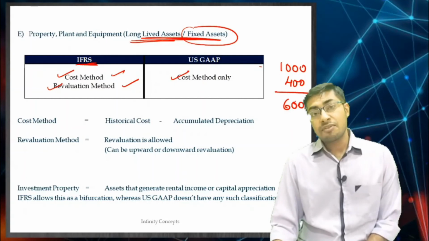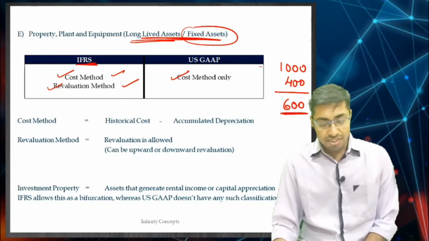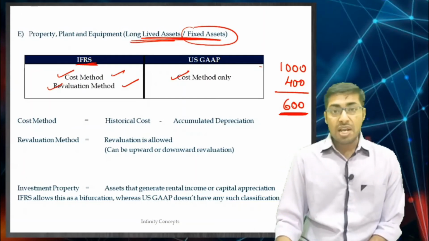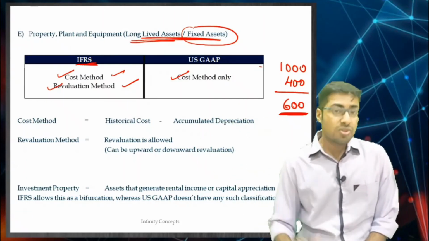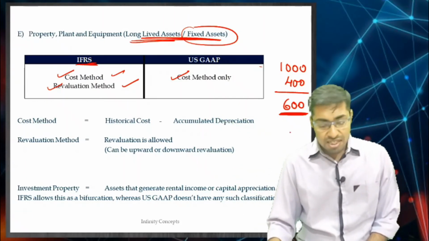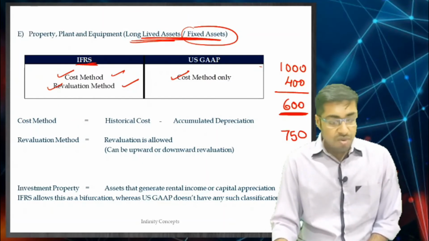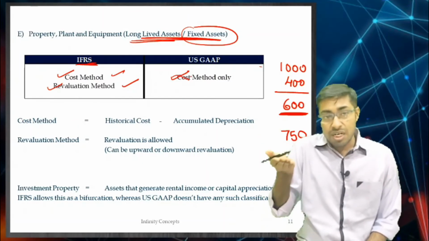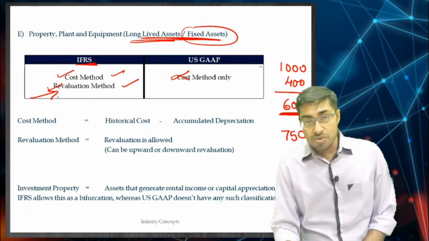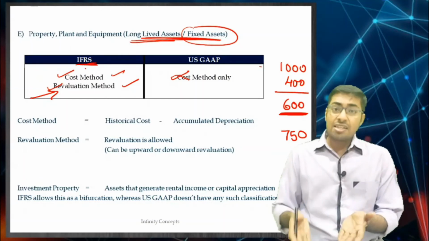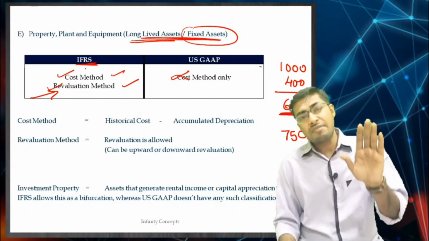Now say for example the value of this 600, which is your net assets, if the asset value has actually increased, okay, there is more demand for that, and maybe even though you have used this product, the value of this asset is say 750, then US GAAP is not going to allow you to revalue it upwards, but upward revaluation is allowed as per IFRS. IFRS is going to say that, well, if in reality the price of this particular asset is 750, then why not show it as 750?